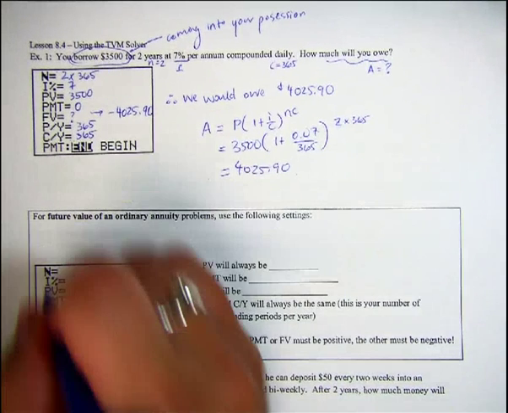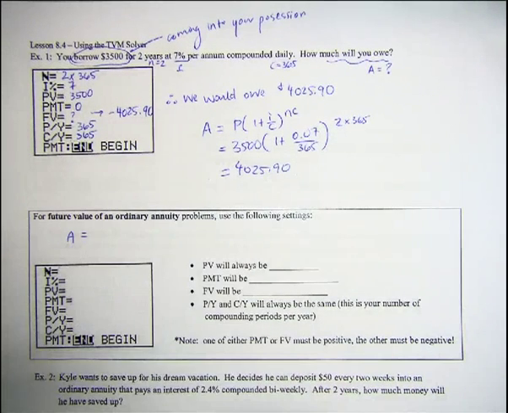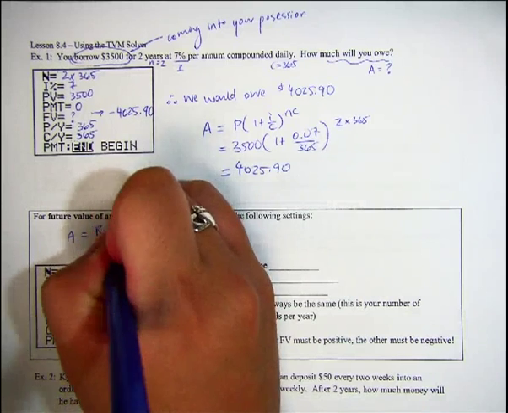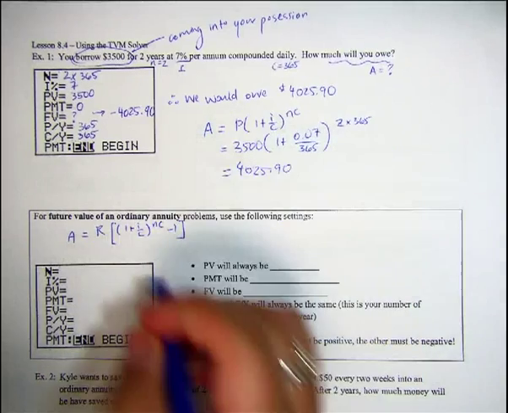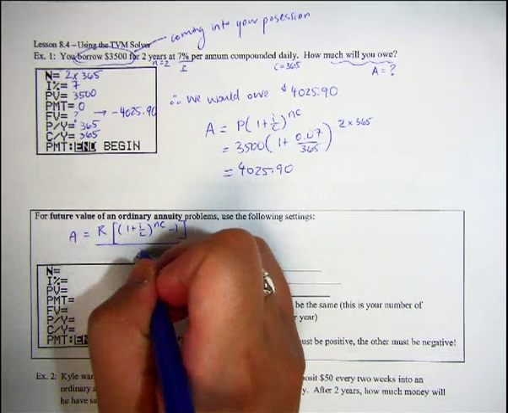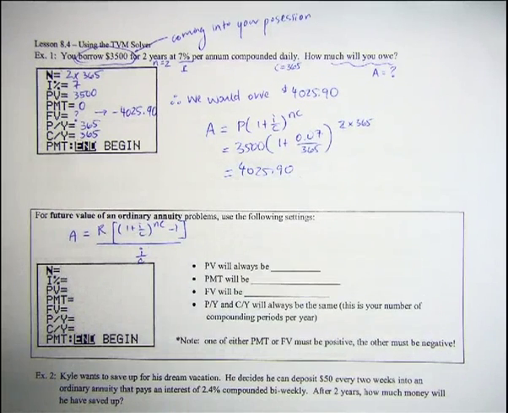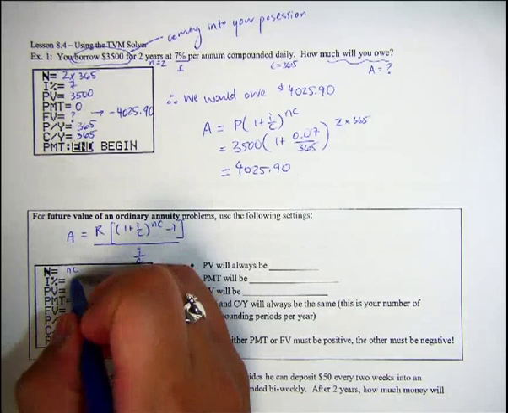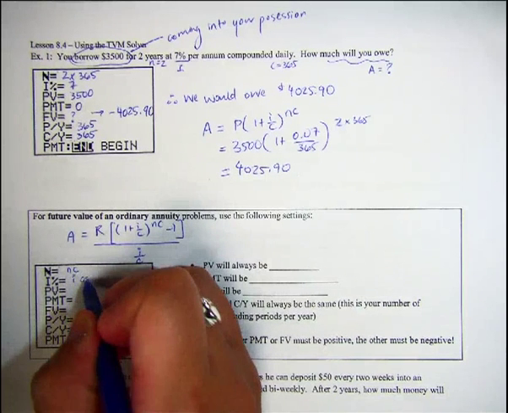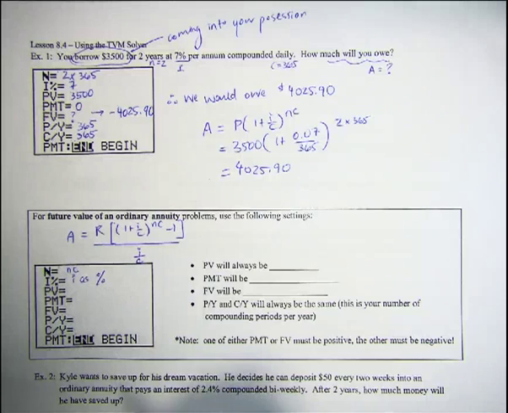All right, let's move on to how to use the graphing calculator for a future value of an ordinary annuity problem. So the formula for future value of an annuity is R times 1 plus I over C to the power of NC, minus 1 in the numerator, divided by I over C. Well, your N is going to be the same as N times C again. I percent is going to be I as a percent, not a decimal.